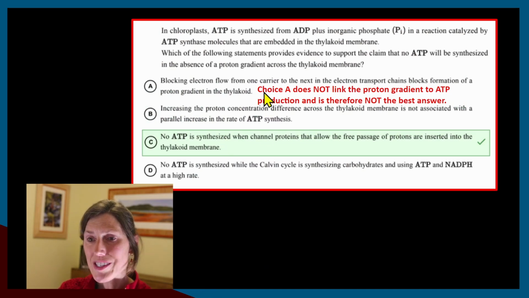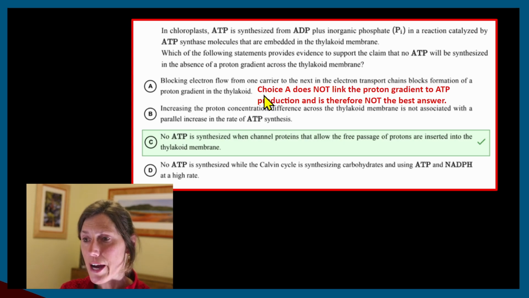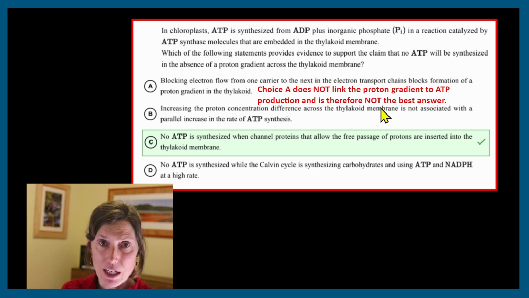Let's take a look at choice A, which was another favorable choice, and why it's not correct. Blocking electron flow from one carrier to the next in the electron transport chains blocks formation of a proton gradient in the thylakoid. That's an interesting choice, but why is it not correct? Choice A does not link the proton gradient to ATP production and is therefore not the best answer.